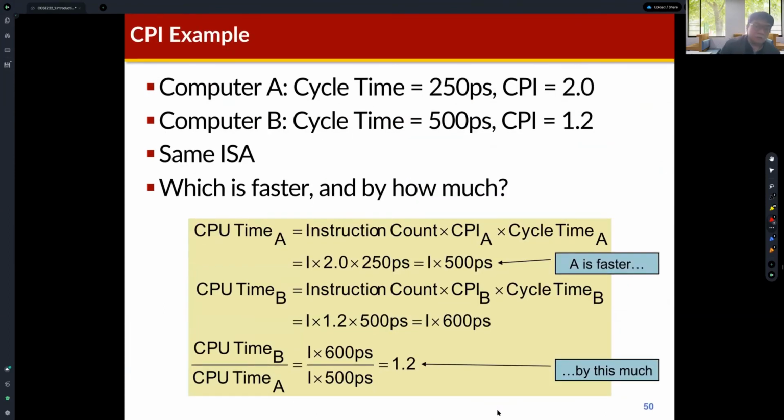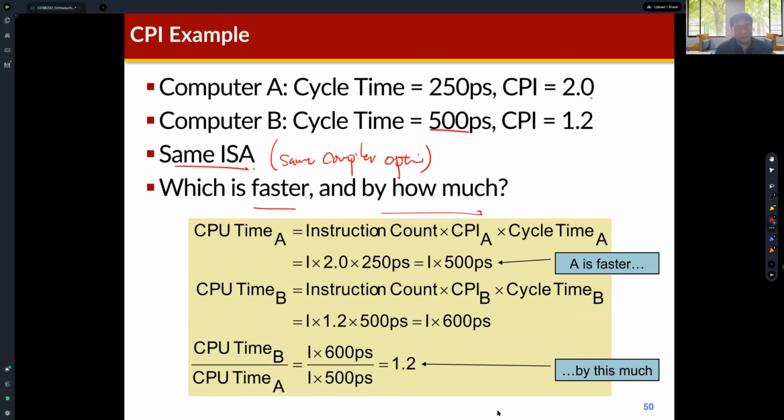So this is the example. For computer A, the cycle time is 250 picoseconds, and the CPI is 2.0. And for computer B, the cycle time is 500 picoseconds, and the CPI is 1.2. The same ISA, the same compiler option, the same software, the same application is executed on different computers. Which is faster, and by how much?